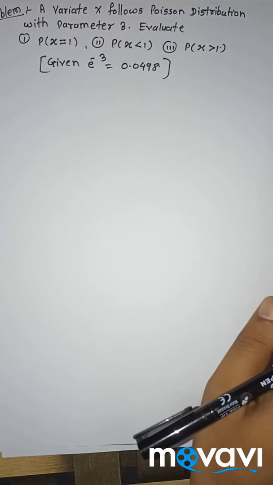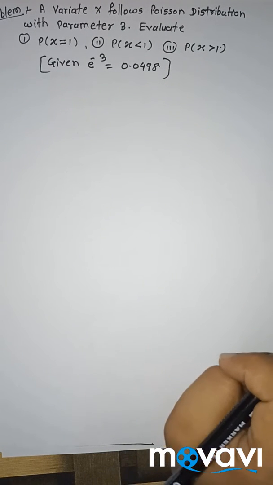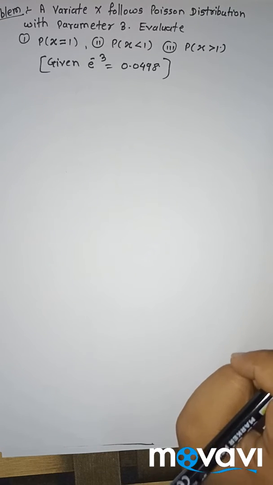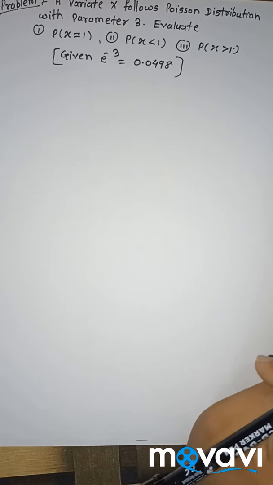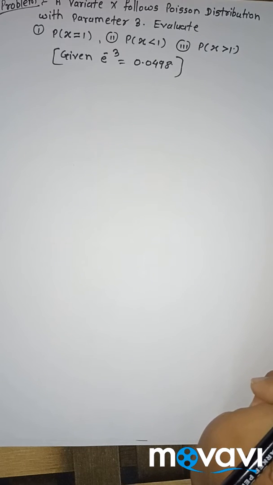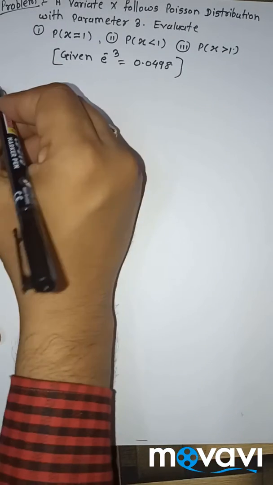A variate x follows Poisson distribution with parameter 3. Evaluate probability of x equal to 1, probability of x less than 1, probability of x greater than 1, given e raised to minus 3 is equal to 0.0498.